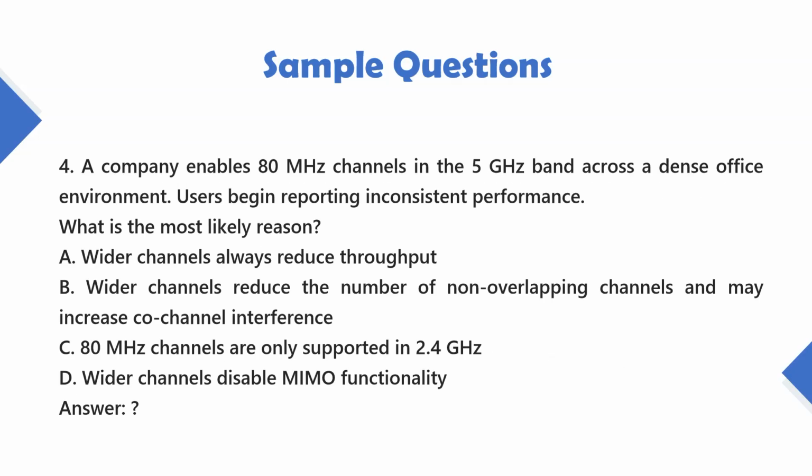4. A company enables 80 MHz channels in the 5 GHz band across a dense office environment. Users begin reporting inconsistent performance. What is the most likely reason? A. Wider channels always reduce throughput. B. Wider channels reduce the number of non-overlapping channels and may increase co-channel interference. C. 80 MHz channels are only supported in 2.4 GHz. D. Wider channels disable MIMO functionality.